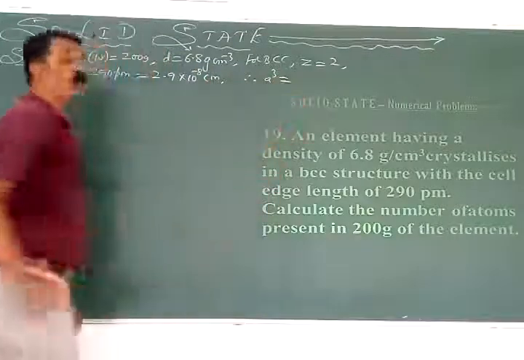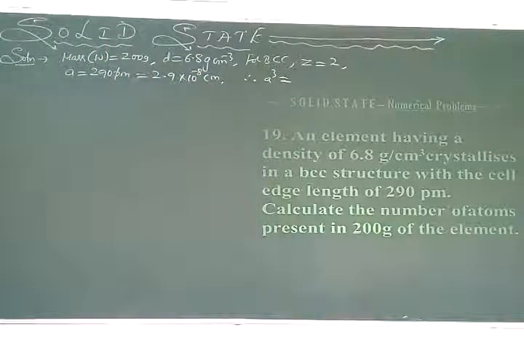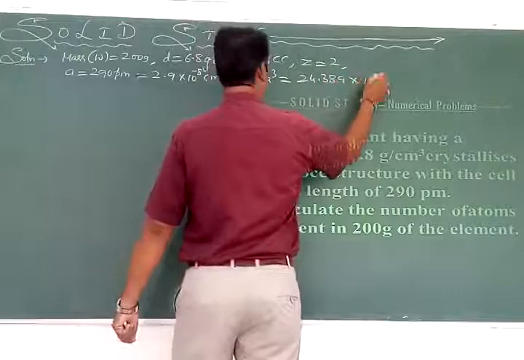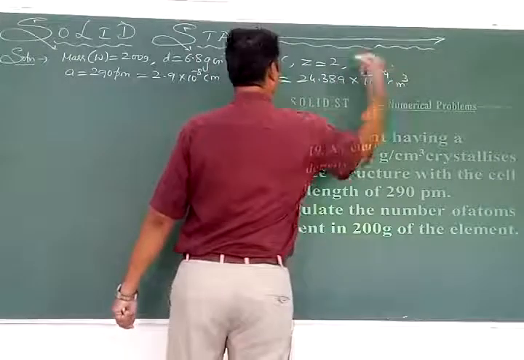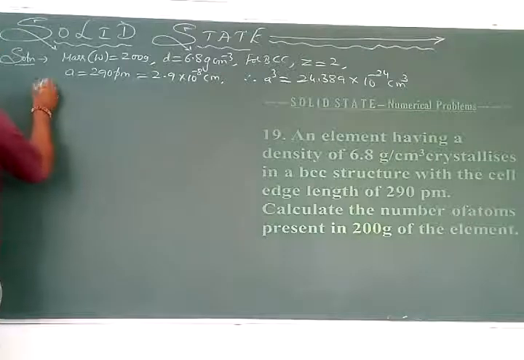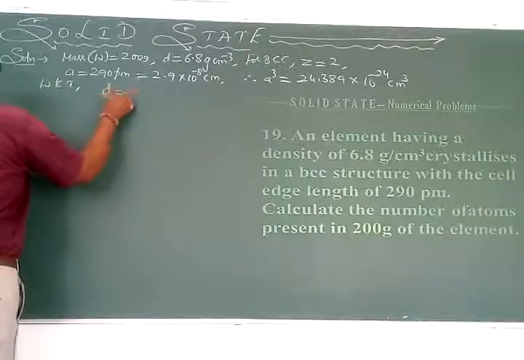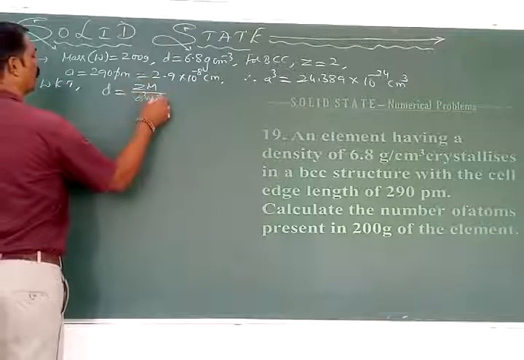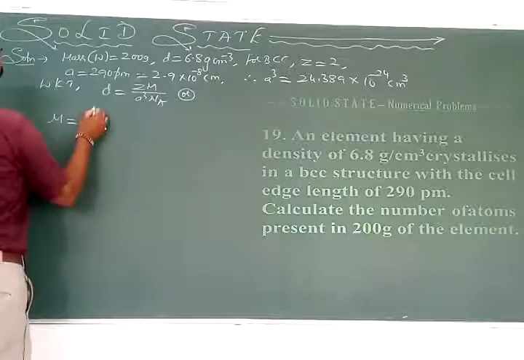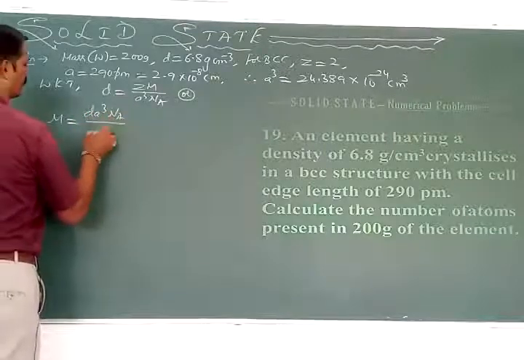Therefore, what is A cube? 2.9 whole cube is 24.389 into 10 to the power of minus 24 cm cube. Okay. Next, calculate the number of atoms. To calculate the number of atoms, we need the molar mass. We know that first D is equal to Z M by A cube into Na. Molar mass is D A cube into Na divided by Z.